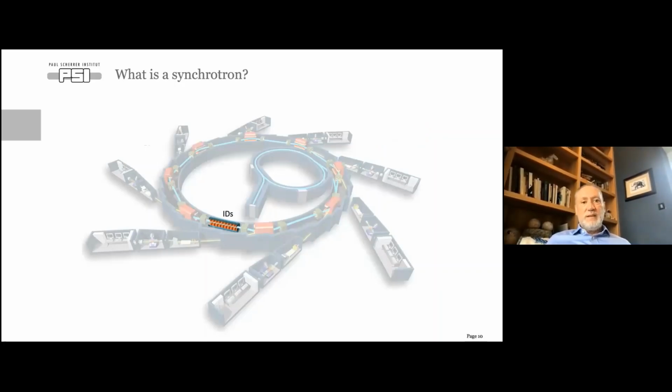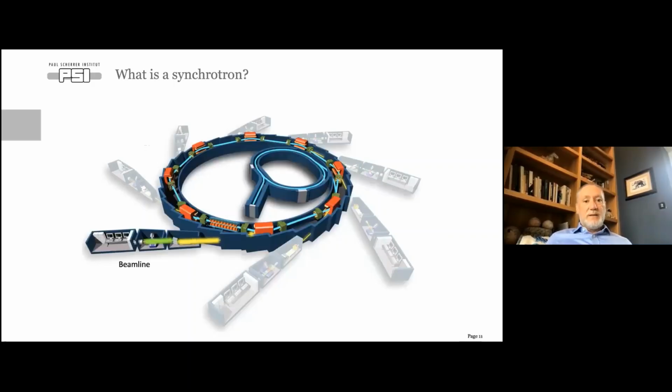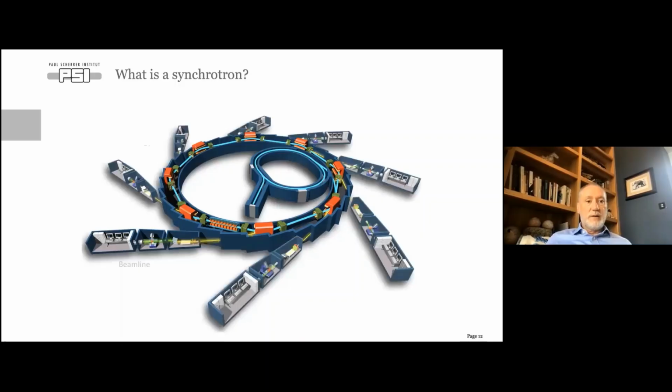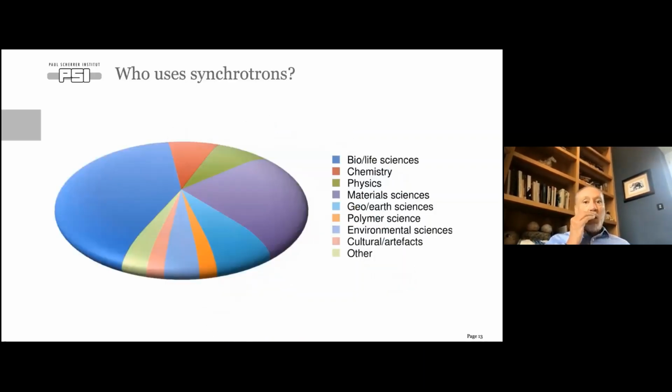Now, in between these bending magnets, we have straight sections, which include insertion devices, and most facilities like to use the insertion devices to get the highest brilliance and best quality radiation, X-radiation. And that radiation goes into a beamline where the experiment is carried out. Okay, so I think everybody's familiar with this.